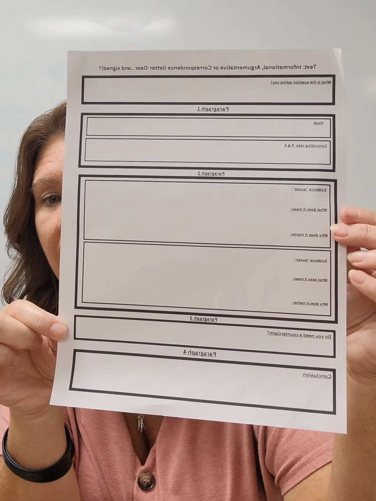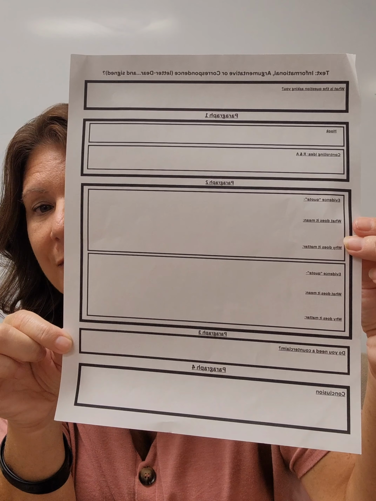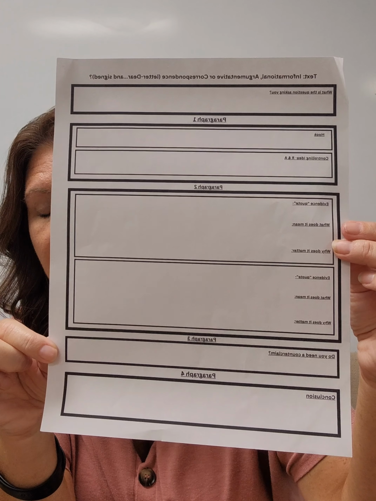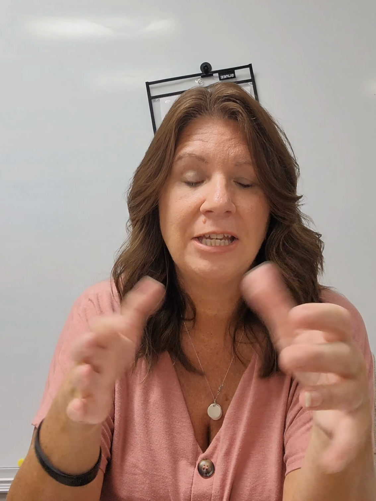So here's the ECR, so you can get a quick look at it and what I have and how I have it broken down. And so at the top, it says, what is the question asking you? This is where they look at the prompt and they dissect the prompt. Like, what is the prompt asking you about?